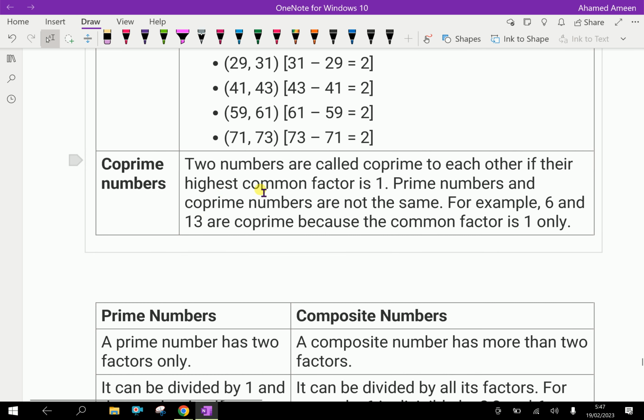Co-prime numbers. Two numbers are called co-prime to each other if their highest common factor is 1 only. Prime numbers and co-prime numbers are not the same. For example, 6 and 13 are co-prime because the common factor is 1, but they are not both prime. Here 6 is not prime, but 13 is prime, yet together they are called co-prime because the only common factor between 6 and 13 is 1.